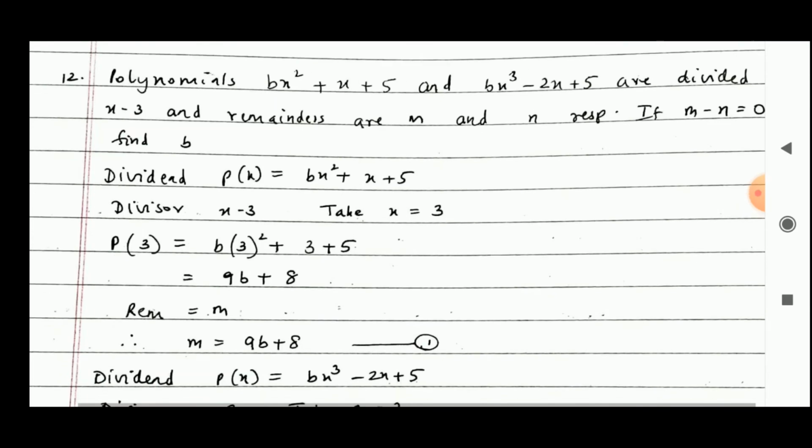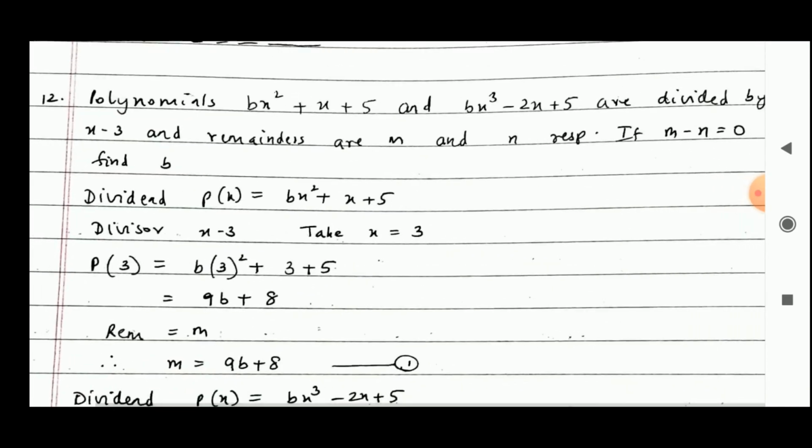Now the 12th one is: polynomials bx square plus x plus 5 and bx cube minus 2x plus 5 are divided by polynomial x minus 3 and remainders are m and n respectively. If m minus n is equal to 0, then find the value of b. Now dividend is polynomial bx square plus x plus 3 and divisor x minus 3. So take x is equal to 3 and substitute in the value.